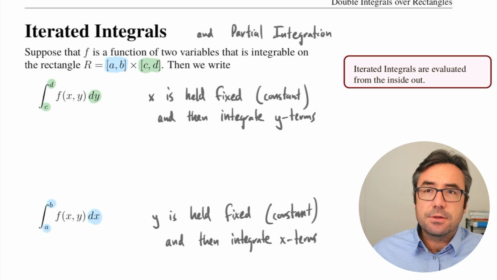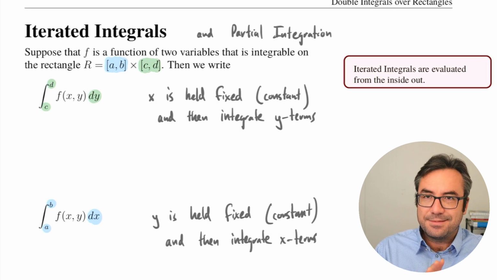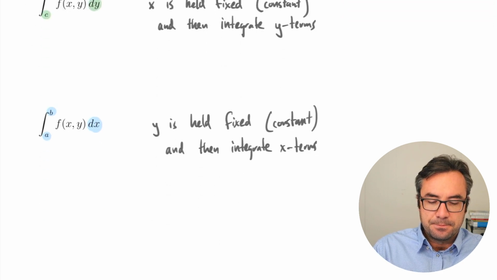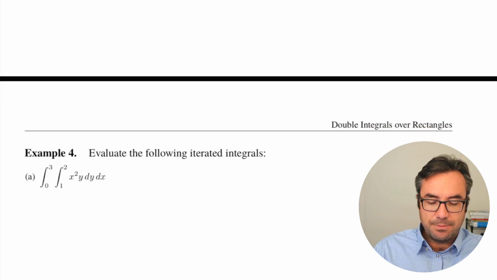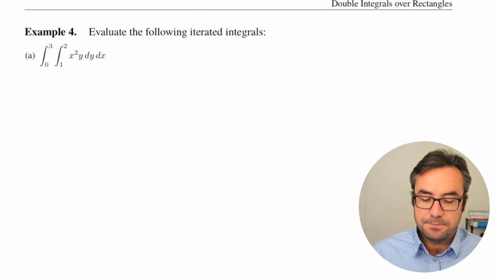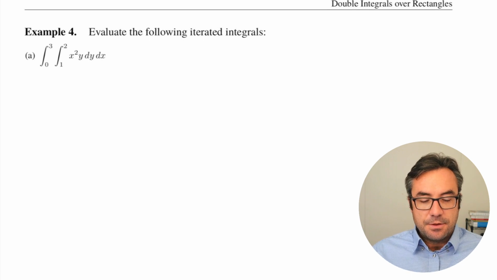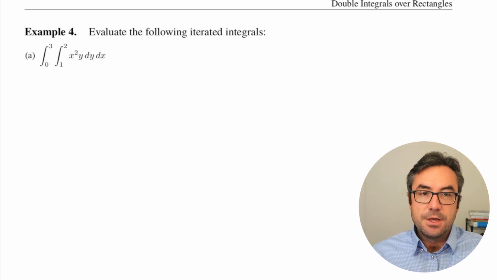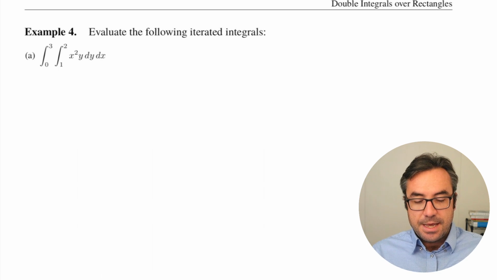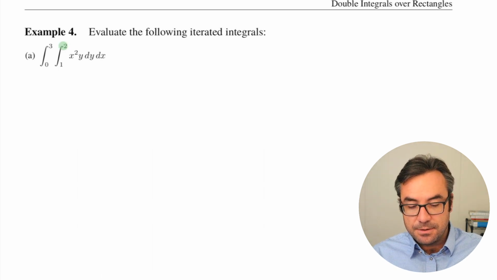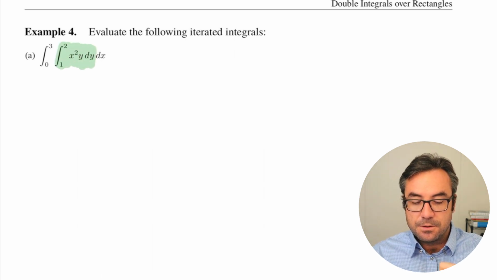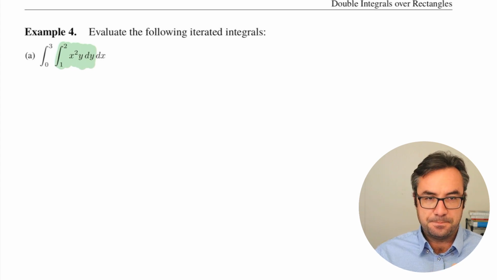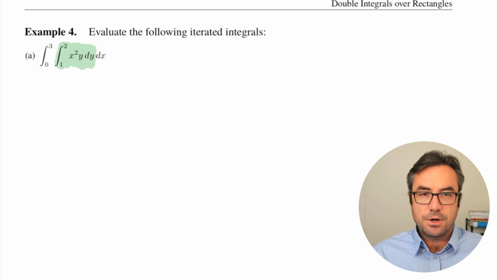All right, so let's see a little example of what this partial integration looks like. We're going to jump ahead, and we're going to look at example 4. This is what's called an iterated integral. The way we do this is we read the iterated integral from the inside out. So the first thing we're going to do is this integral on the inside. Let's just write that down.